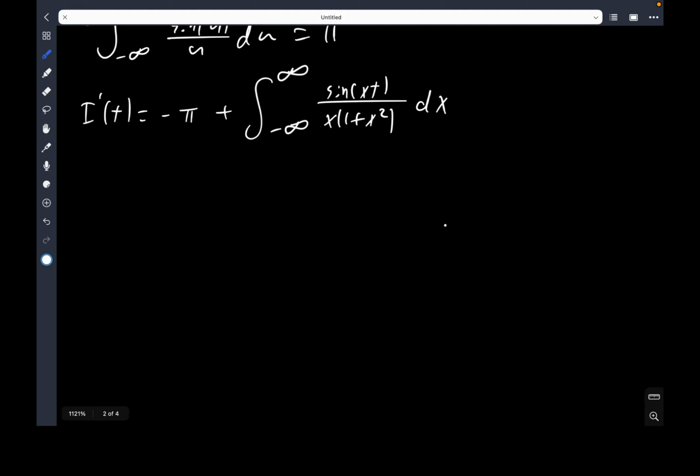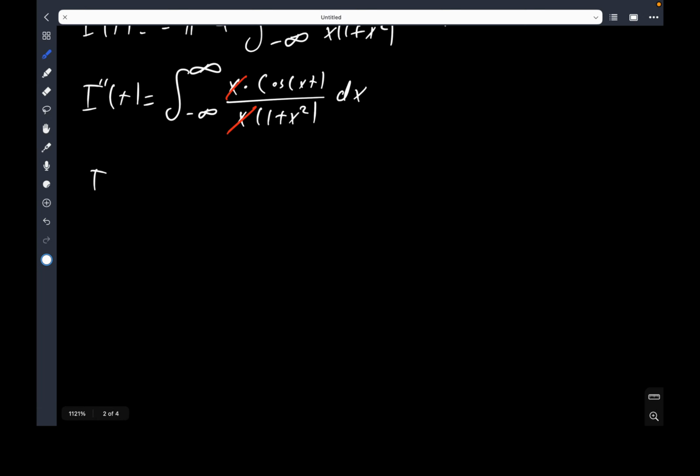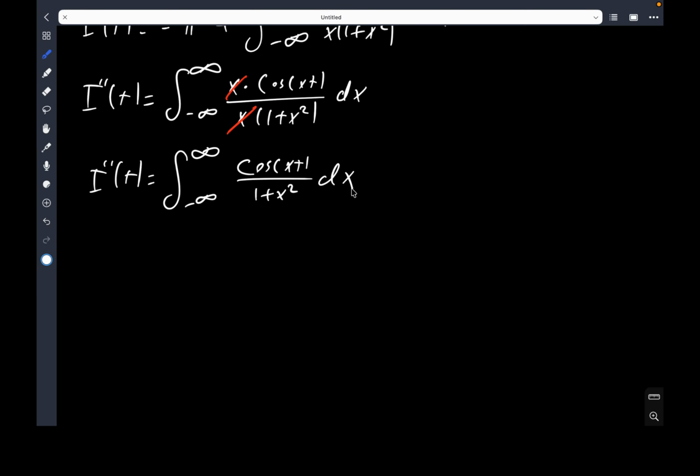Now I'm gonna take the derivative of this thing once more, and again I'm gonna have to take the derivative partially, and I'm gonna get x times cosine of xt over x times 1 plus x squared dx. These two x's are gonna cancel out, and my I prime prime of t is the integral from negative infinity to infinity of cosine of xt over 1 plus x squared dx. Now, how do you see the pattern here?